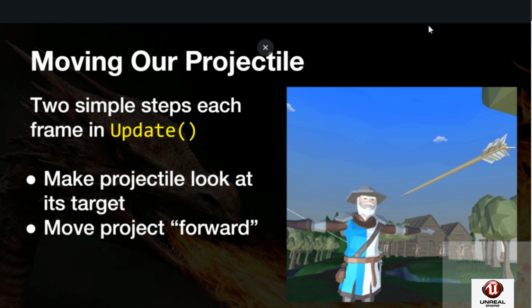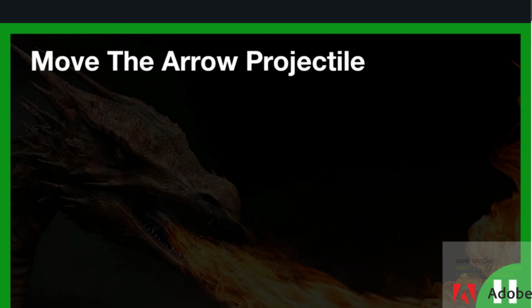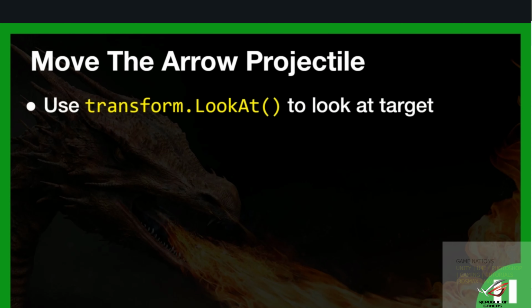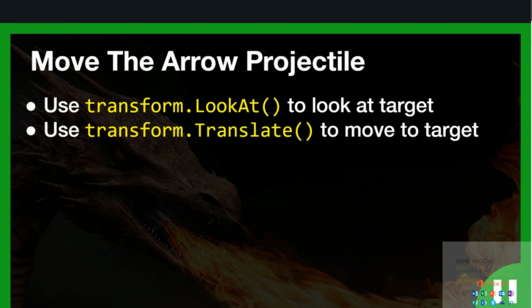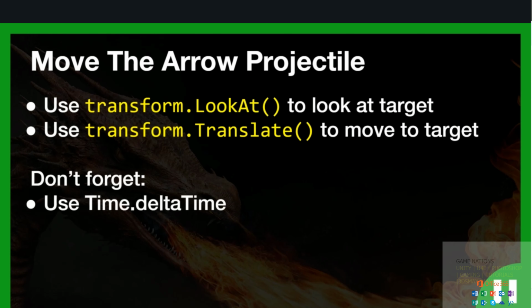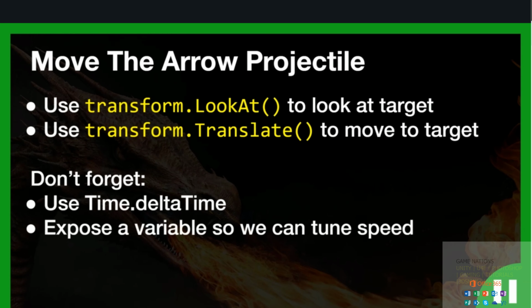And this is going to be the structure of the challenge I have for you. Now that we have our projectile script sitting on our projectile, I would like for you to move the arrow projectile. So use transform.lookAt to look at the target. Who is the target? Well, you can make the target whoever you like. I suggest you make it the player for the moment. And then use transform.translate to move to the target. And remember a couple of things here. Don't forget to use time.deltaTime so that we are frame rate independent. And to expose a variable so that we can tune the speed, mostly for our play testing, so we can have the arrow going super slowly so that we can see that it actually works. So there's your challenge. Give it your best shot, and I'll see you back here when you're done.